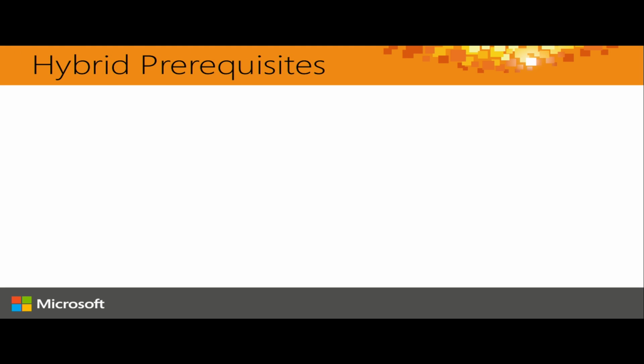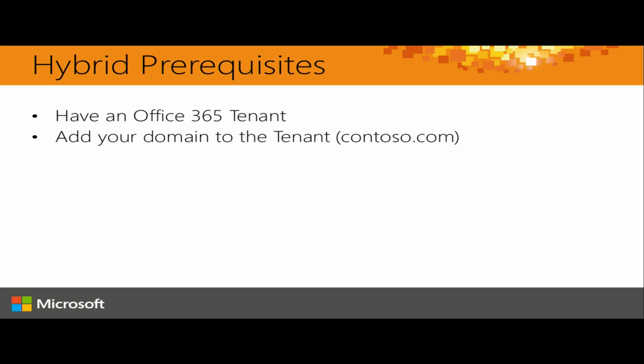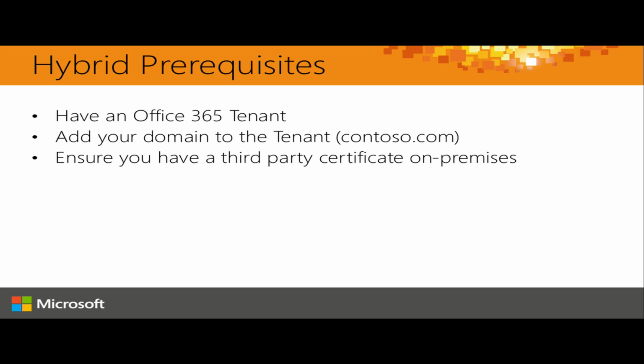All right, so what are the prerequisites for a hybrid deployment? You need a tenant, obviously. You need to add your domain, so you need to make sure you validate the domain. You've added the TXT record in Office 365 to prove ownership of the domain, and that's all good to go. You need to make sure that you have the third-party certificate for that Mailflow endpoint, and that needs to be assigned to the SMTP service as well. We'll go into that in more detail later.